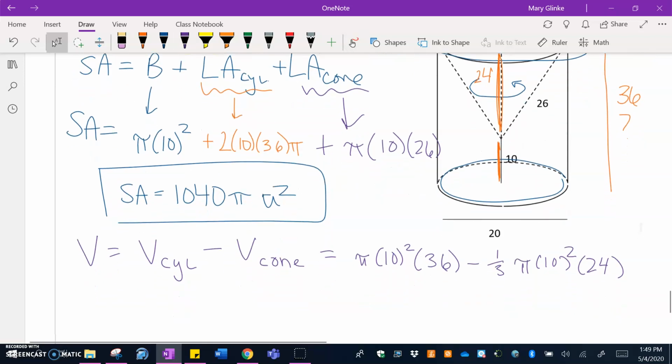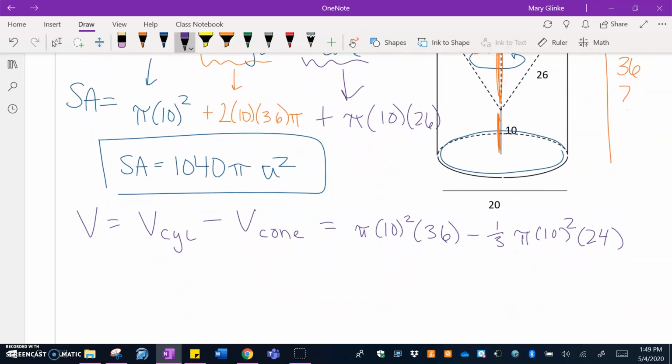And so if you were to simplify all of those and figure out what that is, that's going to end up being 2,600 pi units cubed for your volume.